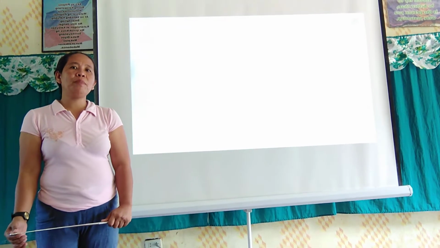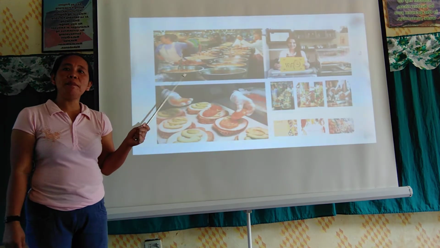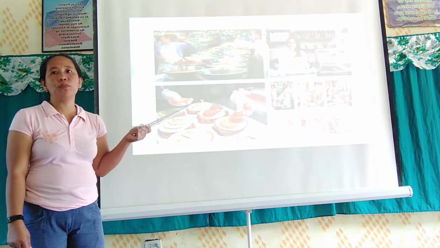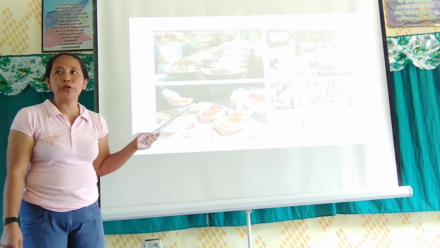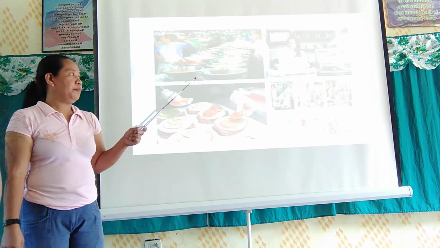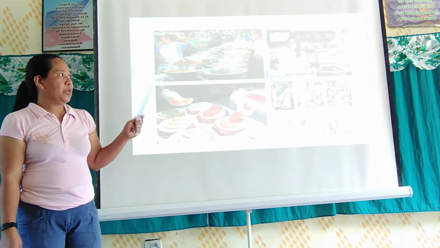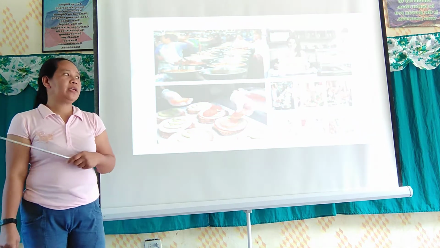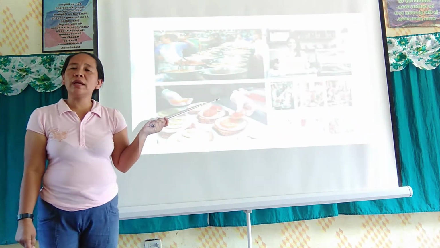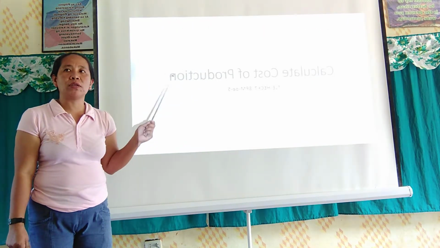But before we take up our new lesson, I have here pictures on the screen. So what have you seen in the picture? What have you observed? Very good. The picture depicts food. What else? The picture depicts selling. Another. The picture is depicting a business. Very good. So this morning, we will be discussing all about the picture and calculating the cost of production.